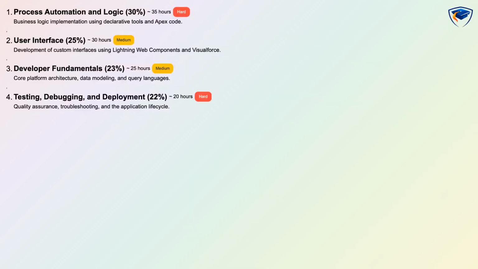The exam focuses on 4 domains with exact weights you should prioritize: process automation and logic at 30%, user interface at 25%, developer fundamentals at 23%, and testing, debugging, and deployment at 22%. I will summarize what each domain tests, the difficulty, the estimated study hours, and the key topics you must master. Use these weights to allocate your study time and practice with scenario-based and hands-on exercises.